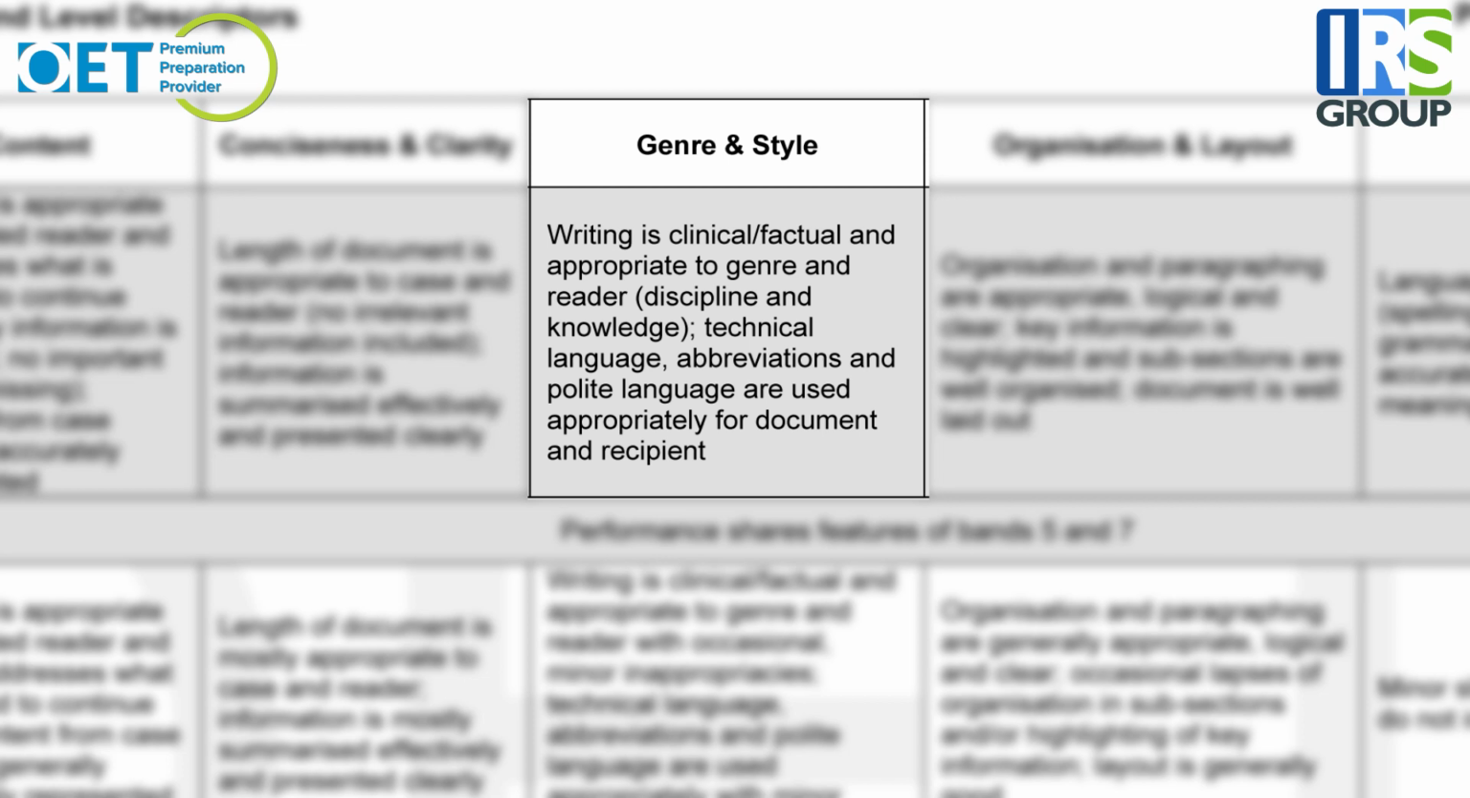Now, if you look at the writing criteria, when you come to genre and style, it says writing is clinical, factual and appropriate to genre and reader. Technical language, abbreviations and polite language are used appropriately for document and recipient. So there may be instances when a lot of technical language might not be understood by the reader, even in writing. So depending on to whom you are writing, you may have to change to lay language.